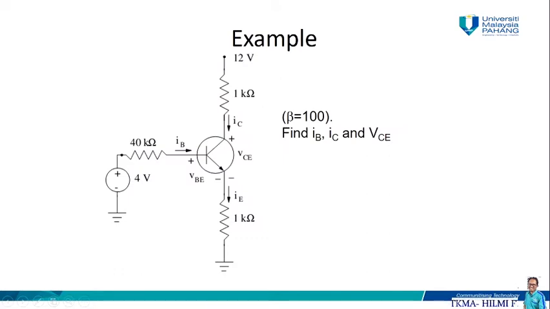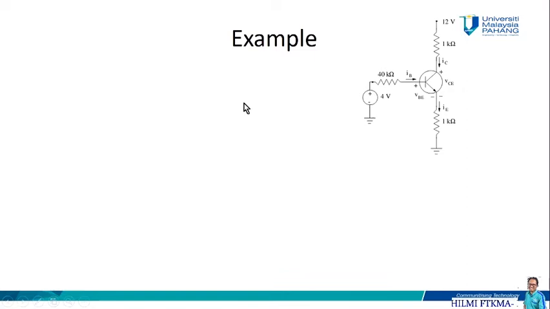So let's take a look at one example. We have again a transistor NPN. If you realize the similarity between all examples, we are going to have the current, we are going to have a load resistor, and we are going to have input voltage at the base and at the collector. There will be two input voltages. In this example, the gain beta is 100, so we need to find IB, IC, and VCE.